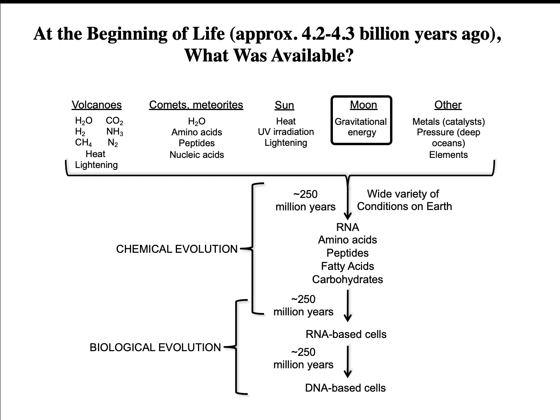The moon produced the gravitational energy, which was necessary for volcanism, plate tectonics, and the tides in the oceans, which were already present at 4.3 billion years ago. And there were other sources for metals, which acted as catalysts, pressure in the deep ocean, and other elements.